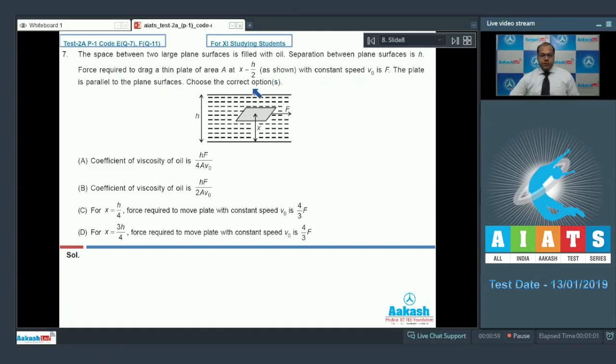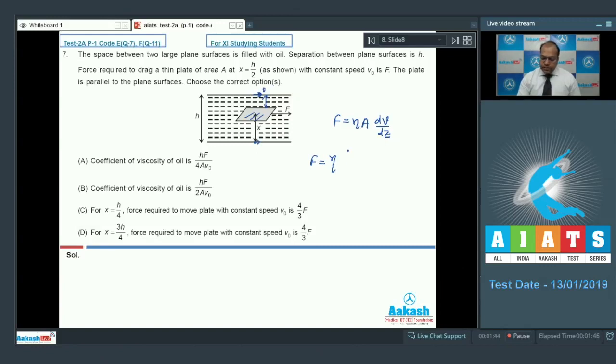Choose the correct options. So, if I apply the formula that F is equal to eta A dv by dz, then I can write this F is equal to eta into, since this cross-sectional area is at a distance h by 2 and the upward cross-sectional area is also at distance h by 2. So the velocity of the liquid at this point is 0 and at this point is also 0.